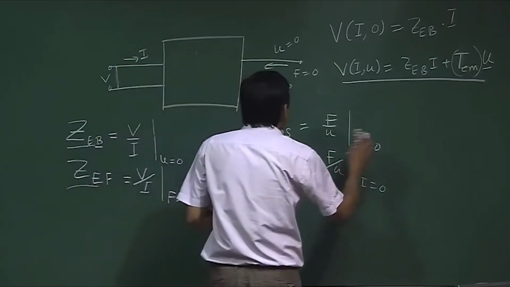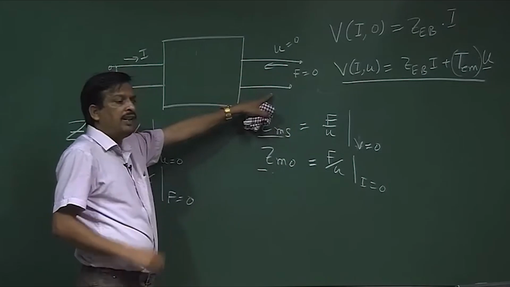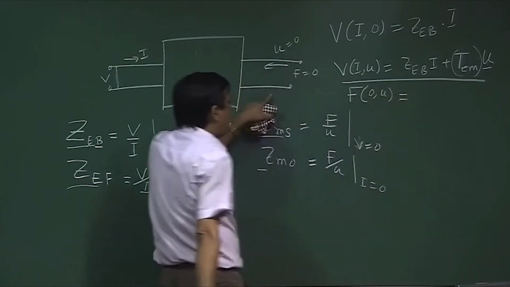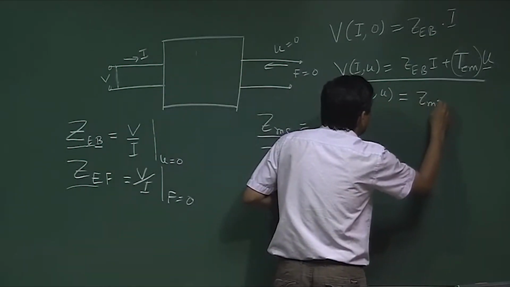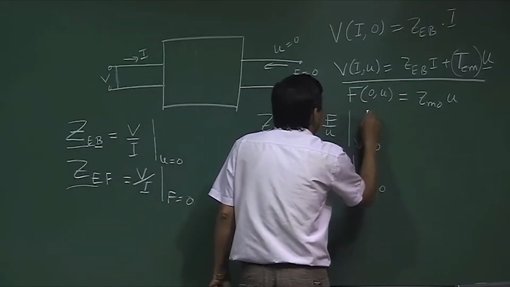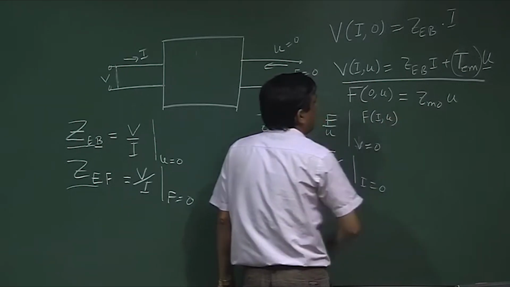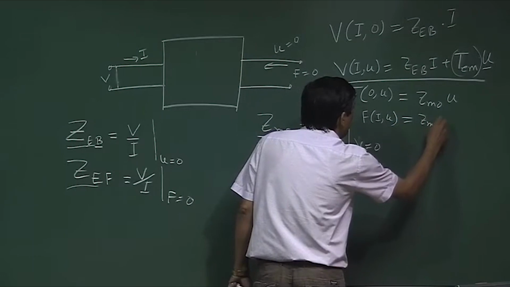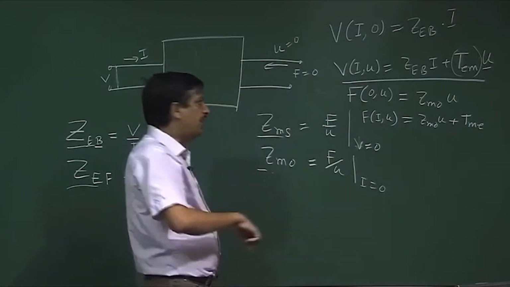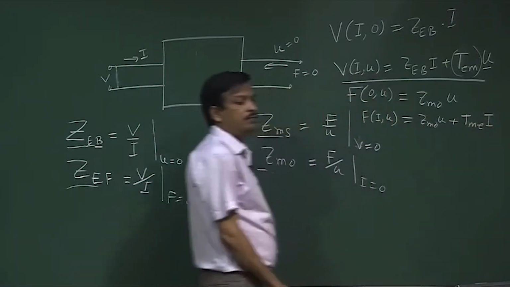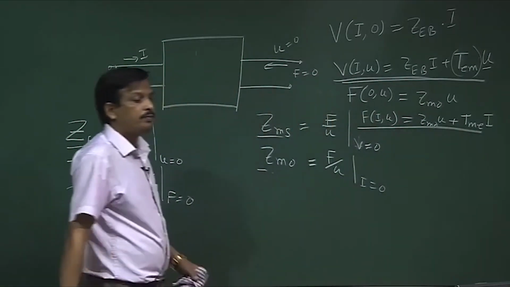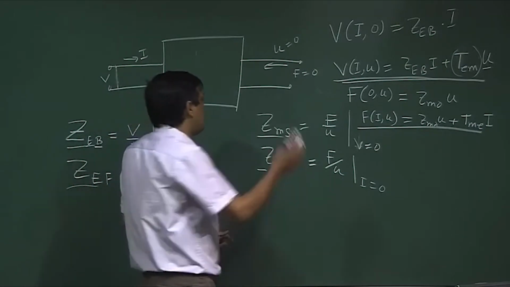Similarly, I can derive the force. If force is only a function of U when I is 0, then it is nothing but ZMO into U, impedance into particle velocity. Now, if I is not equal to 0, so F is a function of electrical current and mechanical velocity, then it is nothing but ZMO into U plus TME, mechanical to electrical coupling, and then I. Okay, you understand? So I have a V equation and I have a force equation. TEM and TME are the transduction coefficients, the coupling or transduction coefficients.